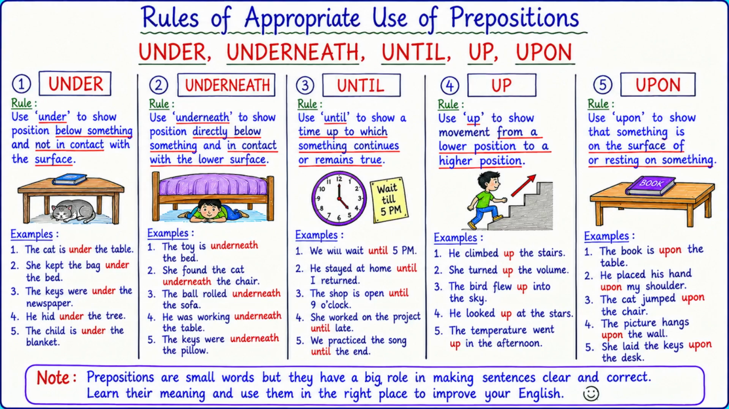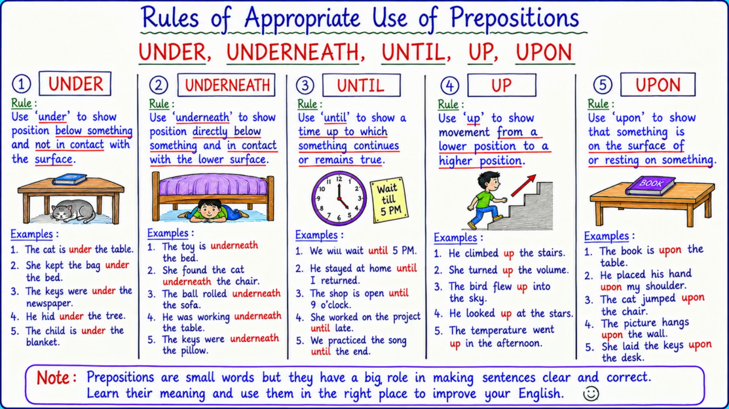The temperature increased. So, remember, up means towards a higher position or to a higher level. It can describe physical movement like climb up, walk up, fly up. And it can also describe an increase like turn up the volume, prices went up, temperature went up. 5. Upon. Finally, let's look at upon. Upon is a more formal preposition and often means on or immediately after, depending on the context.